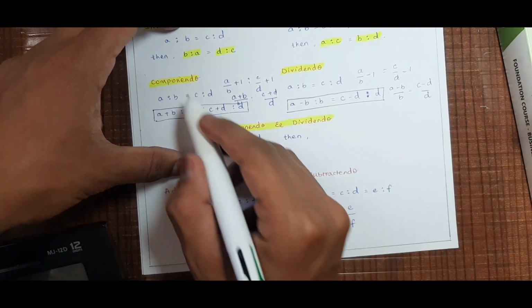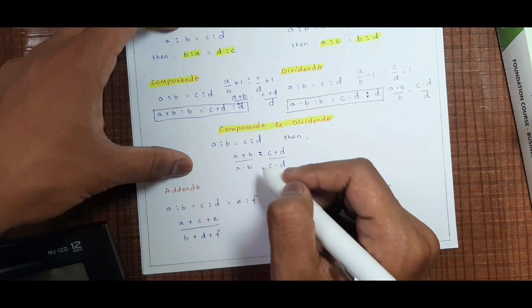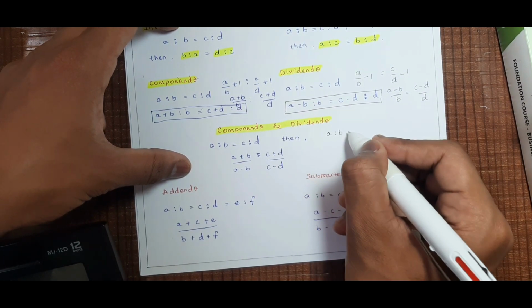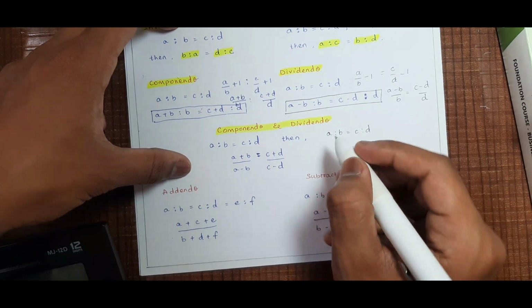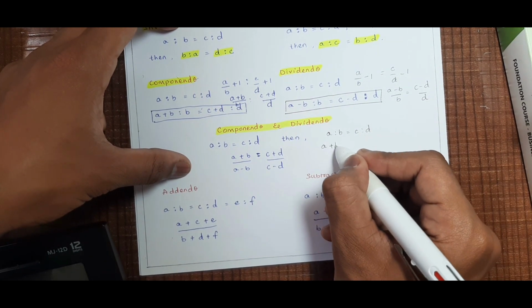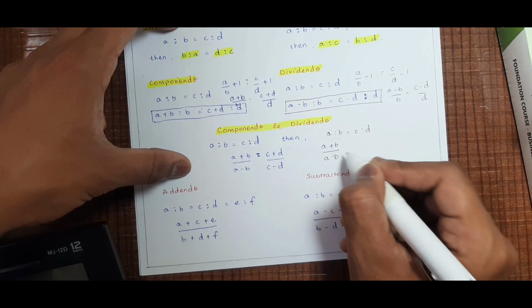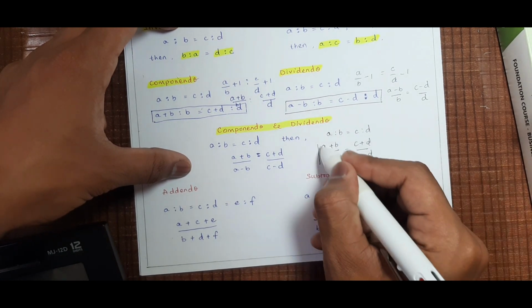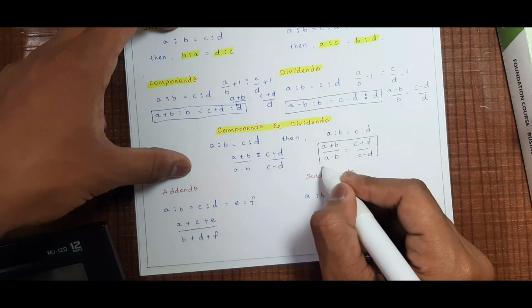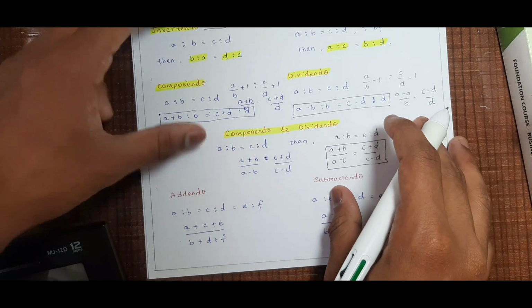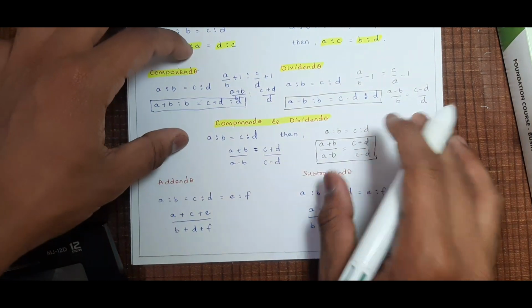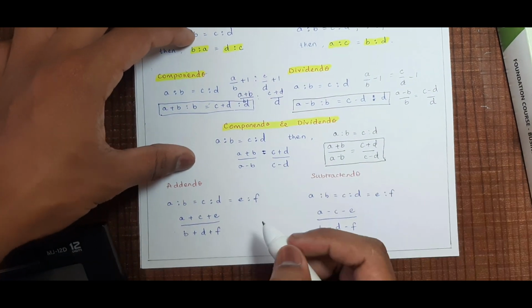Componendo and dividendo. When we combine both of these, when A is to B equals C is to D, then A plus B by A minus B equals C plus D by C minus D. These are all the properties to solve proportions. If you know these properties well, the proportion sums can be easily solved.